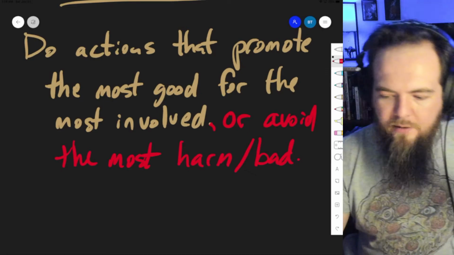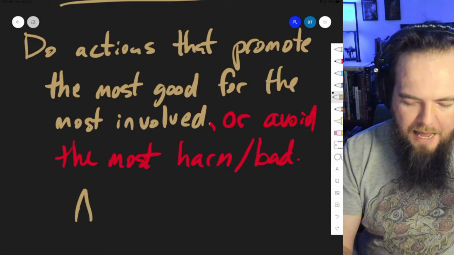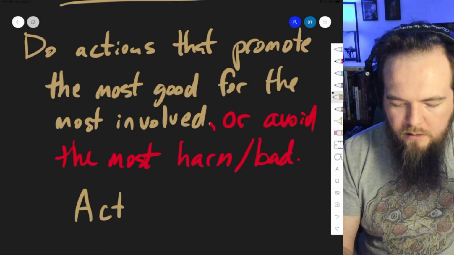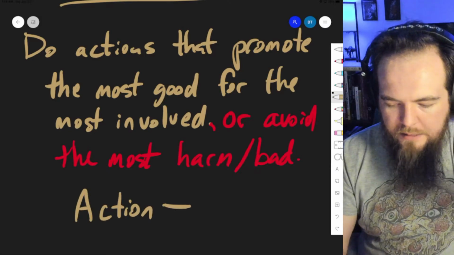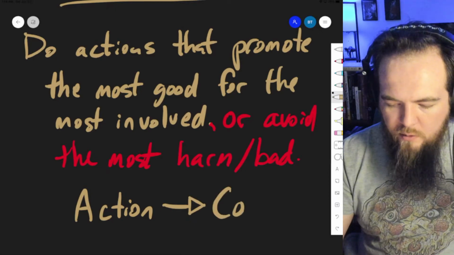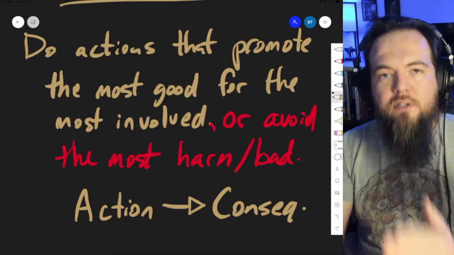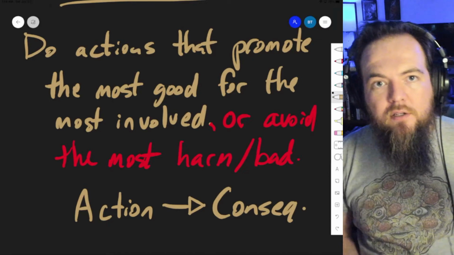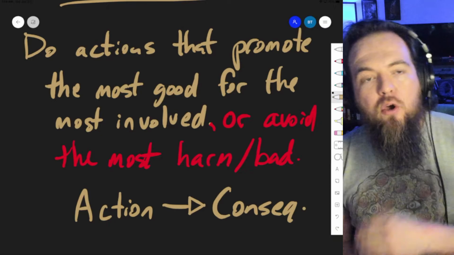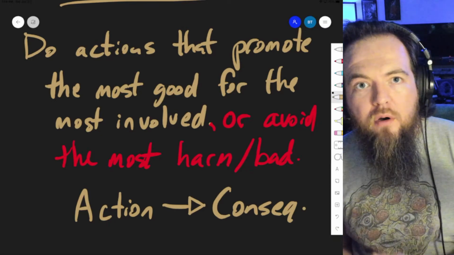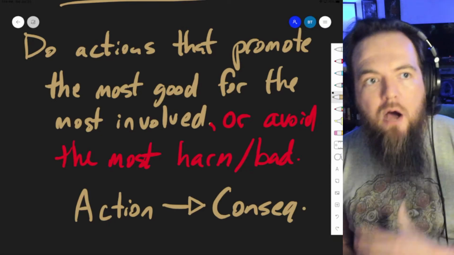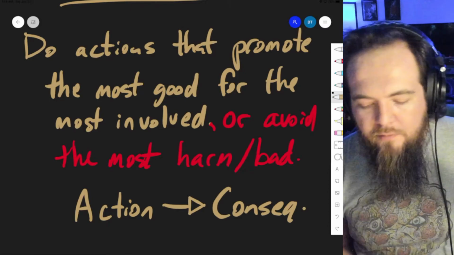The only thing that matters here is that an action, right, leads to certain consequences, and all of those consequences need to be assessed for basically who they're good for and who they're bad for, how intense they are, how long the effects last into the future.